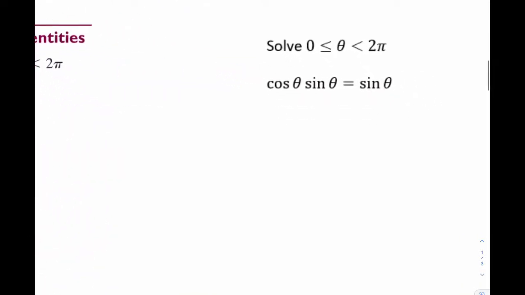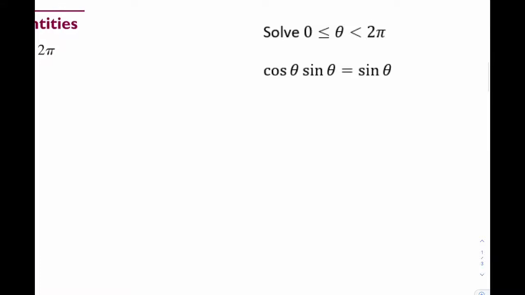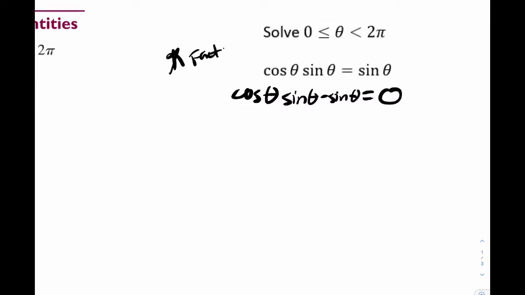Now this one, you want to make sure you fight your intuition, because your intuition is going to tell you to divide both sides by sine. Do not do that. If you do that, you're going to miss some answers. So for this one, you always want to make it equal to 0. So you want to write this. Notice how I just subtract the sine theta. Once you do that, we have to factor. So let's take out the sine theta. That's sine theta times (cosine theta minus 1) equals 0.